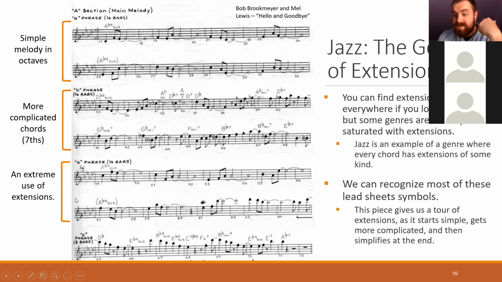So listen for it. The word I like to use is crunchy, with lots and lots of voices, and it kind of ripples a bit. It's quite dissonant is another word that we would use. And then at the C section here, it simplifies back again to something more like the B section. So we get a tour of simple octaves, 7th chords, extreme 9s, 11s, 13s, whatevers, and then back to 7th chords again.